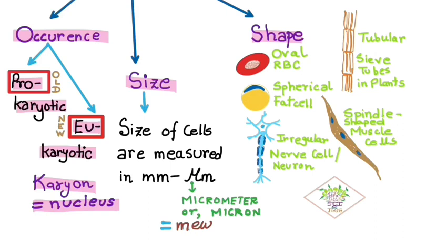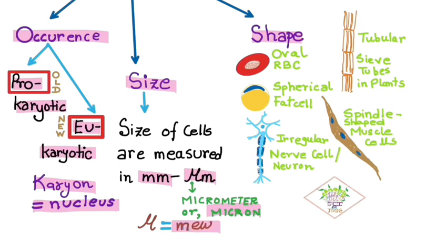Coming to classification of cells according to size. Some cells are big, some cells are medium sized and some cells are small. The length of the cells are measured mainly in 2 units. The bigger cells are measured in millimeter, whereas the smaller cells are measured in micrometer. In short, micrometer is also called as micron. This is a Greek letter which is called mu.